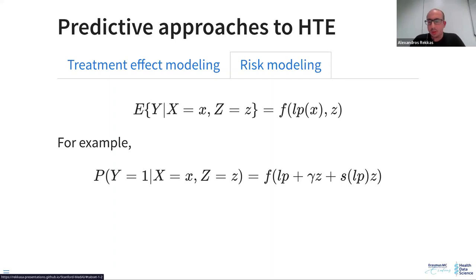So these approaches usually are carried out in two steps, right? In the first step, you need to come up with some sort of risk prediction model, so you can use that in a second step in a regression model where you model this interaction of the baseline risk with the treatment.